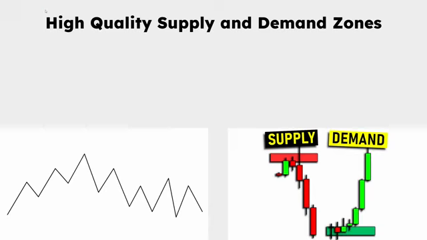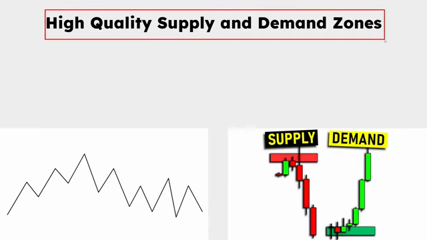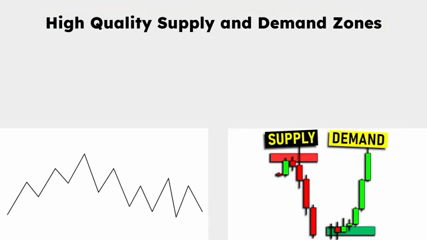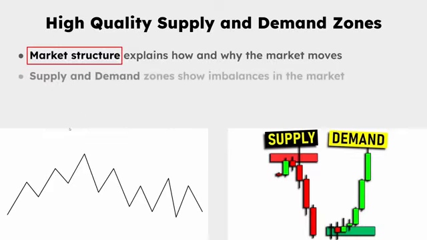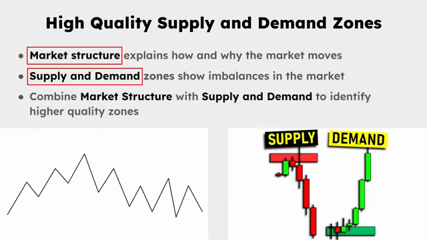All right, so now when we know about supply and demand, it's time to take a look at how we can find the best supply and demand zones. To do this, we're going to combine two concepts. We are going to combine what we learned earlier in the video about market structure with supply and demand. So to repeat, market structure explains how and why the market moves, while supply and demand zones show imbalances in the market. So we want to combine market structure with supply and demand to identify higher quality zones.